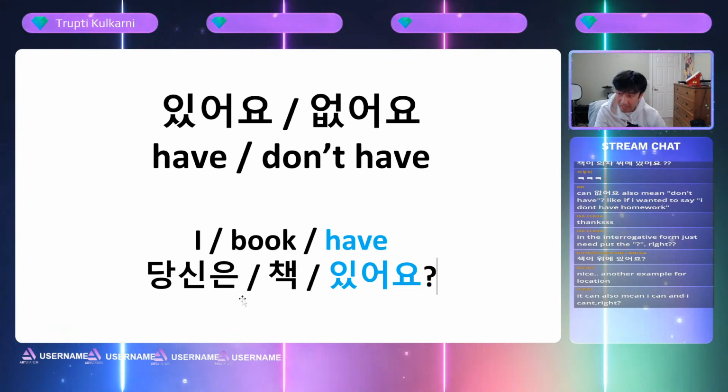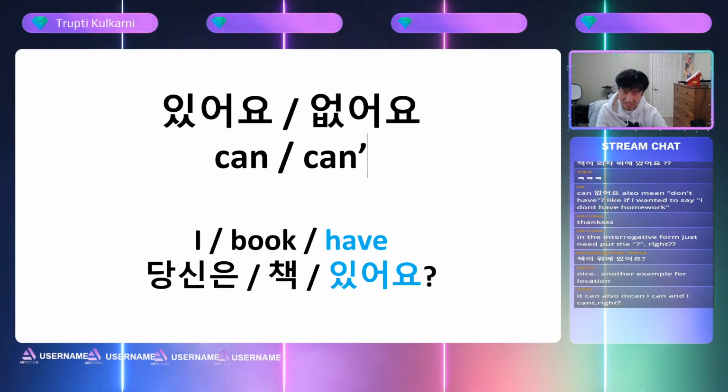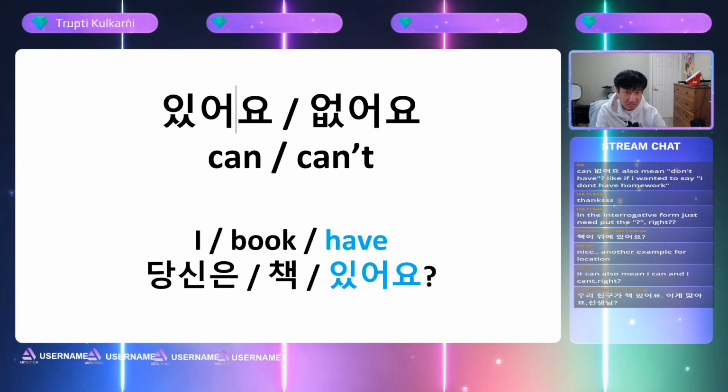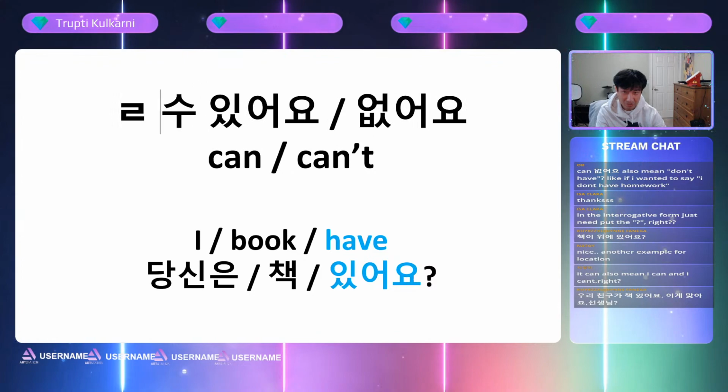It can also mean I can and I can't, right? No, actually. That one is similar, but it's different. So can and can't have is similar. I know what you're talking about. Can and can't. It's actually 을 수 있어요 is the full sentence.